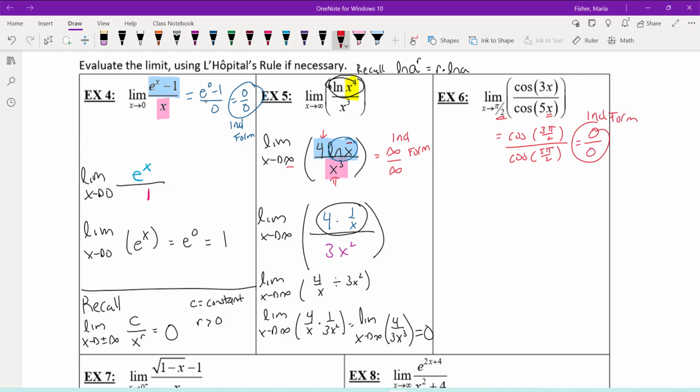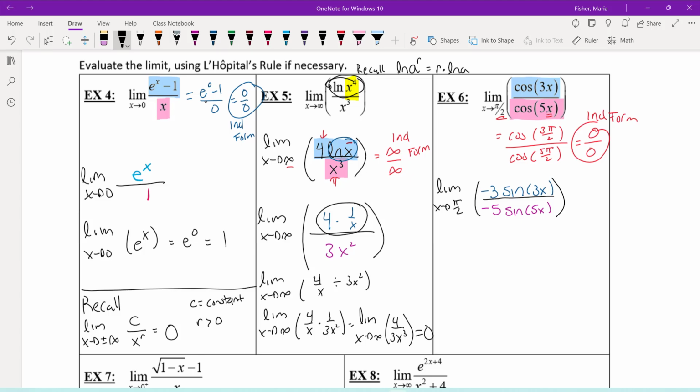It's 0 over 0. L'Hopital's rule says in order to evaluate this limit, what you need to do is take the derivative of the numerator. Well, what's the derivative of the cosine of 3x? It's going to be negative 3 sine of 3x. Then what's the derivative of the denominator? What is the derivative of cosine of 5x? It's going to be negative 5 sine of 5x.